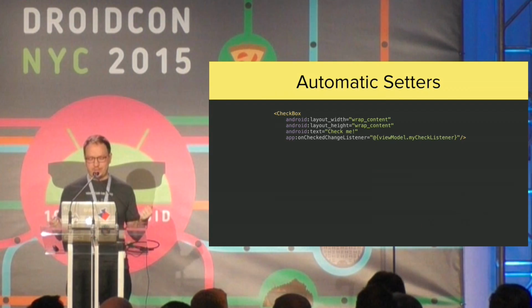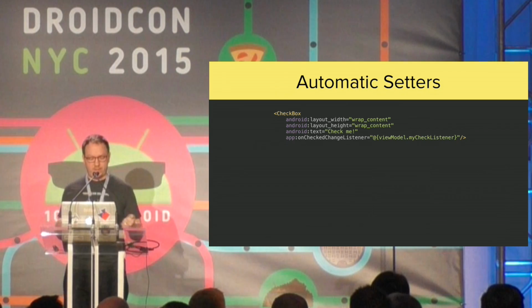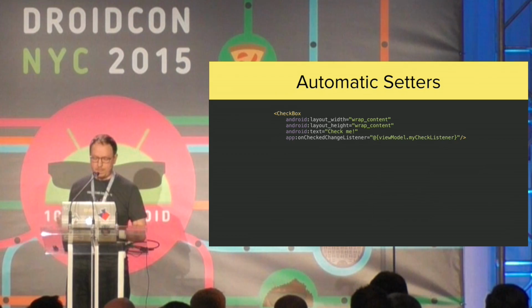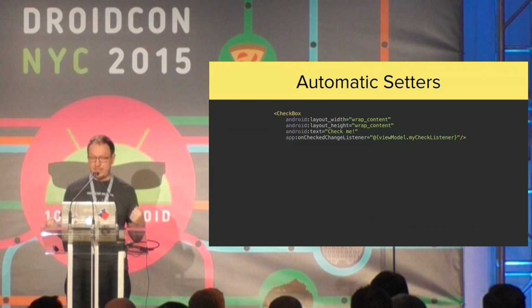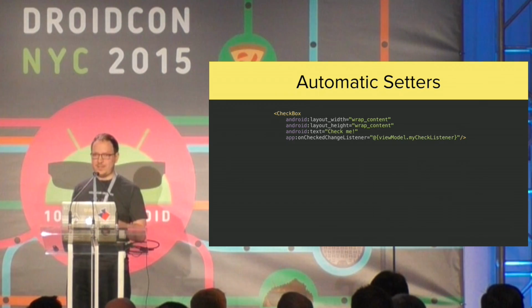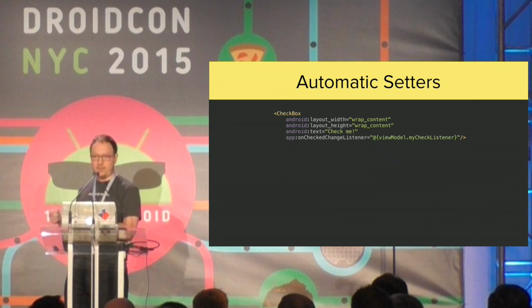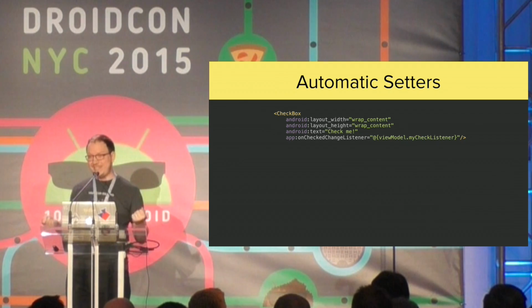So far we've really only looked at some of the most boring XML attributes, like setting the text or setting the visibility. What if we wanted to bind something more interesting? Like for this checkbox, if we wanted to have a check change listener defined in XML. Well, rather than defining some sort of custom binding adapter for every single property on a view, the data binder actually tries to set the properties automatically based on the XML attribute names. So since this attribute is called onCheckChangeListener, it's going to look for a method on this class checkbox called setOnCheckChangeListener, which conveniently exists.